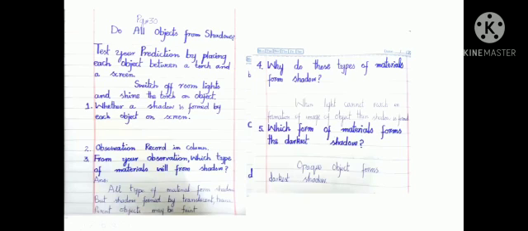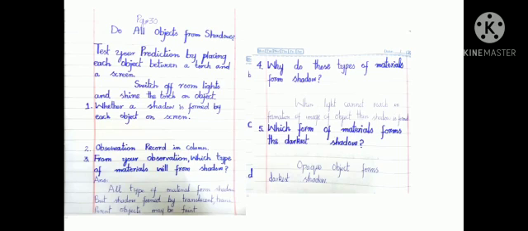On page 30, some discussion about shadow formation is given here. Test your prediction by placing each object between a torch and a screen. Switch off room lights and shine the torch on the object. Okay students, number 1, from your observation, which type of materials will form a shadow? All types of material form a shadow, but the shadow formed by translucent and transparent objects may be faint.